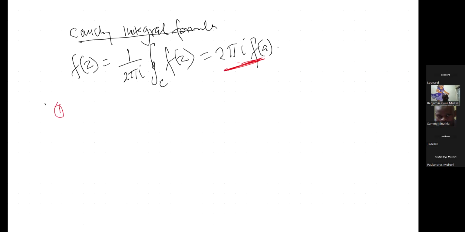Yeah. So the first one is the integration of e^z divided by z minus 1, z minus 4, dz. Oh, I don't know. Let me write it well.